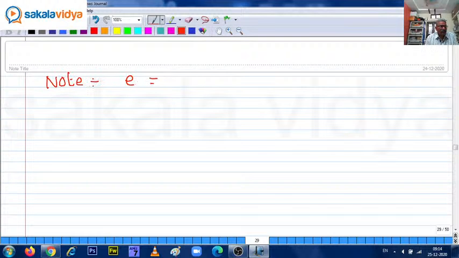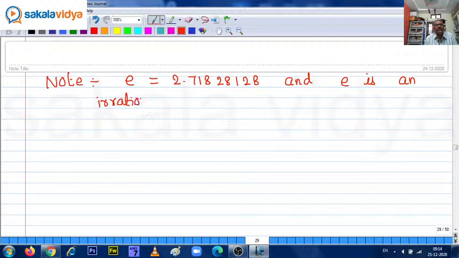E equals 2.718 28128, and e is an irrational number, not rational, an irrational number. This is the meaning of e.